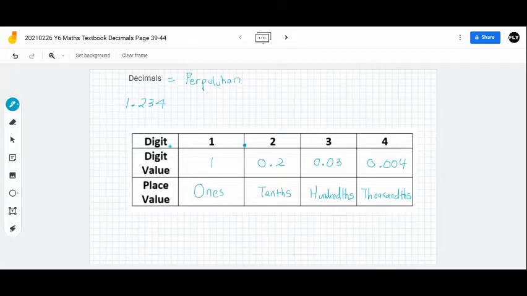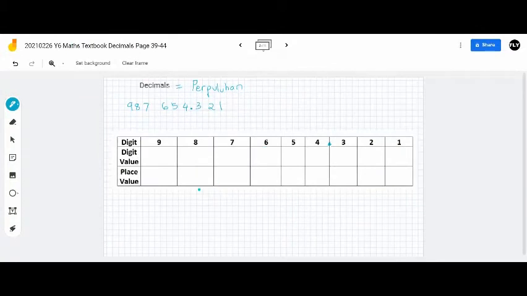I will show you another example. Let's try another number. 987,654.321. The decimal point is here. So 9 is 900,000. So how do we write in numbers? 900,000. What about the place value of 900,000? The place value of 900,000 is hundred thousands.